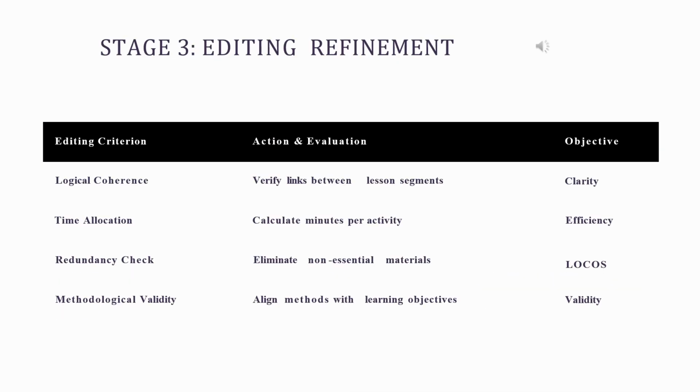The third stage is editing and refinement. The slide presents several criteria for this process: logical coherence, time allocation, redundancy check, and methodological validity. The teacher must verify the links between lesson segments, calculate the time required for each activity, eliminate non-essential material, and ensure that chosen methods correspond to the intended learning objectives. Accordingly, refinement is the stage at which preparation becomes more exact. The teacher reviews the lesson critically in order to improve clarity, efficiency, and validity. In this sense, editing is not cosmetic. It is a substantial pedagogical necessity.